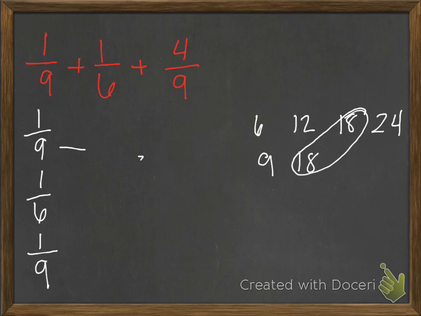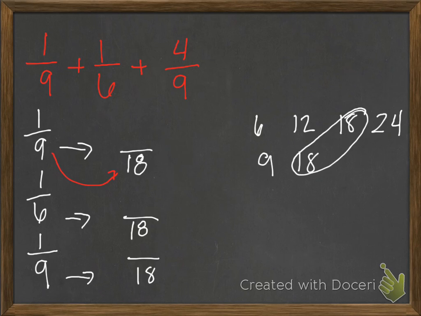So I have got to switch all of these denominators to 18. Now my next step, remember, is to work with the numerator. So I have to ask myself, 9 times what gave me 18? Well, we know 9 times 2, so I have to do that to the top. 1 times 2 is 2. And this is going to be the same down here. 9 times 2 is 18. 1 times 2 is 2.